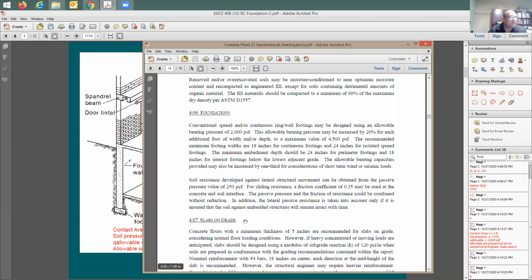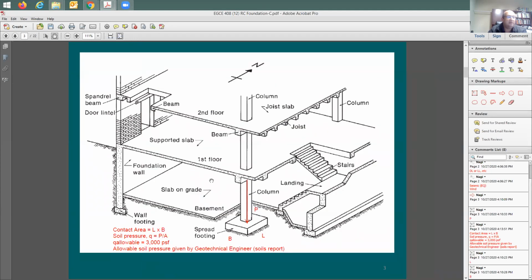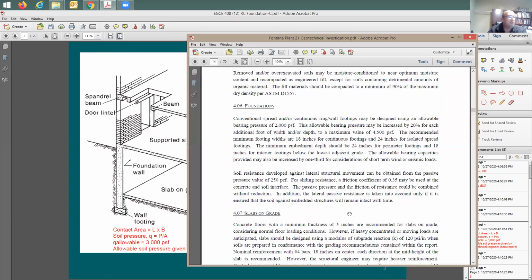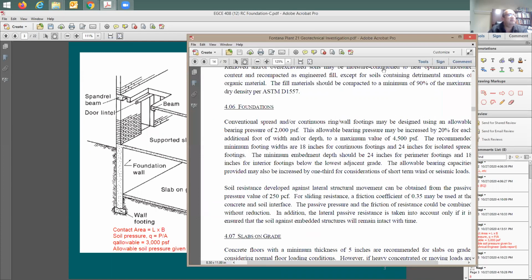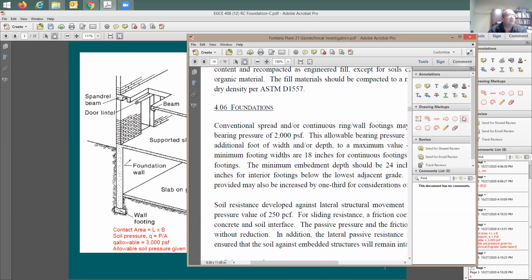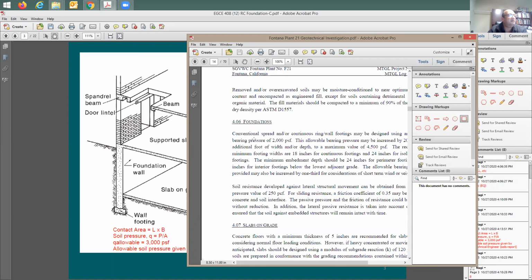And here's the slab on grade. They say, what is a slab on grade? This is a slab on grade, right? They say it needs to be a minimum of 5 inches, and they recommend a certain amount of reinforcing there, like number 4 at 18 inch on center, each direction in the mid height of the slab. So what's important to me when I open this soils report is to look for this section about the foundation design.